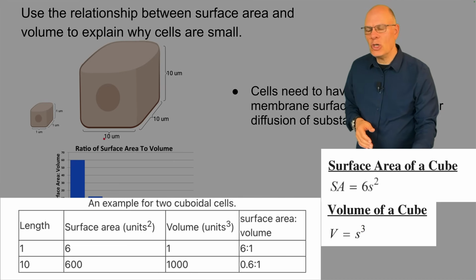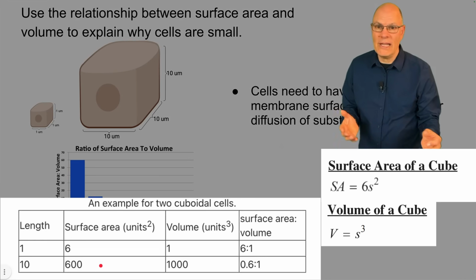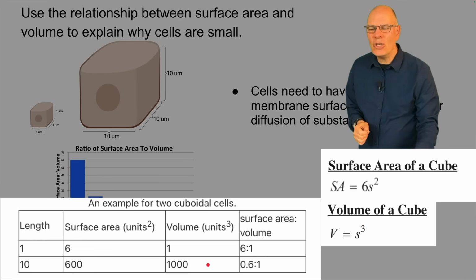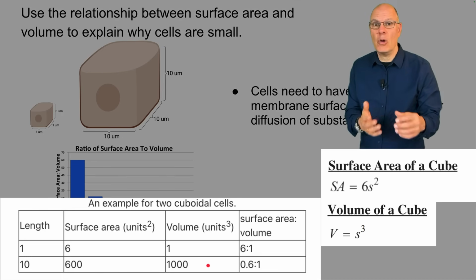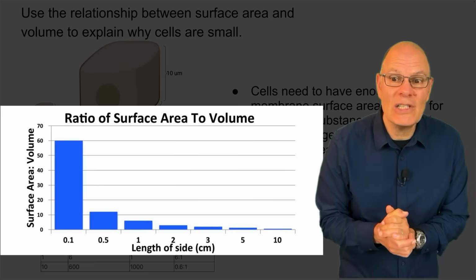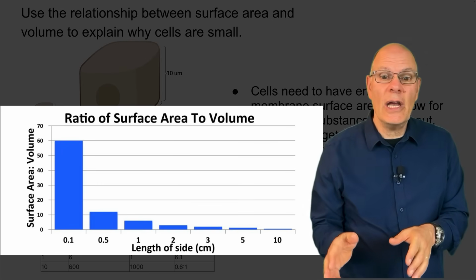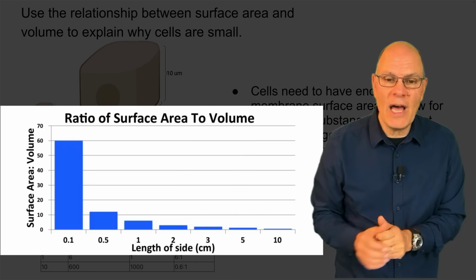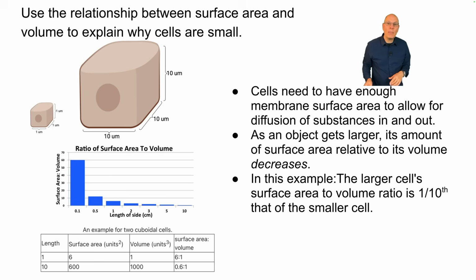Now, if you have a larger cube, one that's 10 micrometers, then its surface area is 600. Wow, that seems like a lot. But its volume is 1,000 because volume's a cubic function and it's going up much faster. So if you look at the surface area to volume ratio, it's 0.6 to 1. As an object gets larger, its amount of surface area relative to its volume decreases. And in this example, the larger cell's surface area to volume ratio is 1/10 that of the smaller cell.